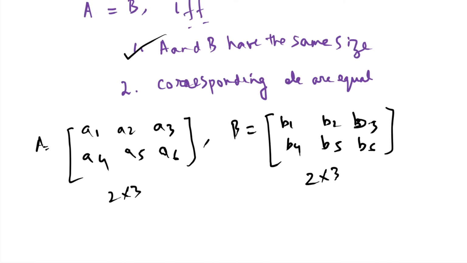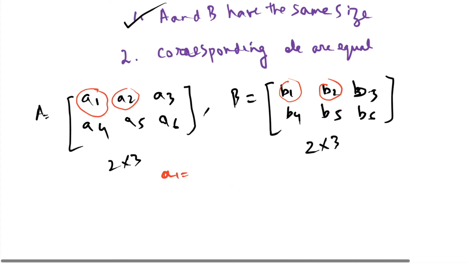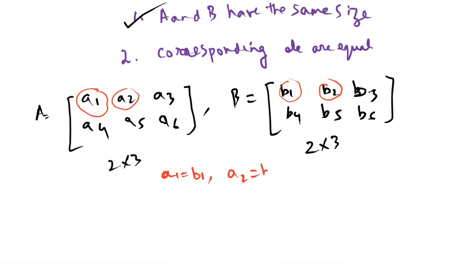Now if A and B have to be equal, their corresponding elements need to be equal. So A1 needs to be equal to B1, A2 needs to be equal to B2, and so on and so forth.